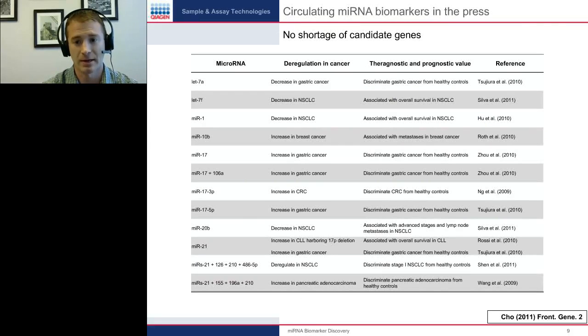If you look at circulating microRNA biomarkers in the press, there is certainly no shortage of candidates. This is simply a truncated list from one publication, but we have microRNAs being described to be decreased in gastric cancer, decreased in non-small cell lung carcinoma, increased in breast cancer, increased in colorectal cancer, so on and so forth. And these also possess both diagnostic and prognostic value.